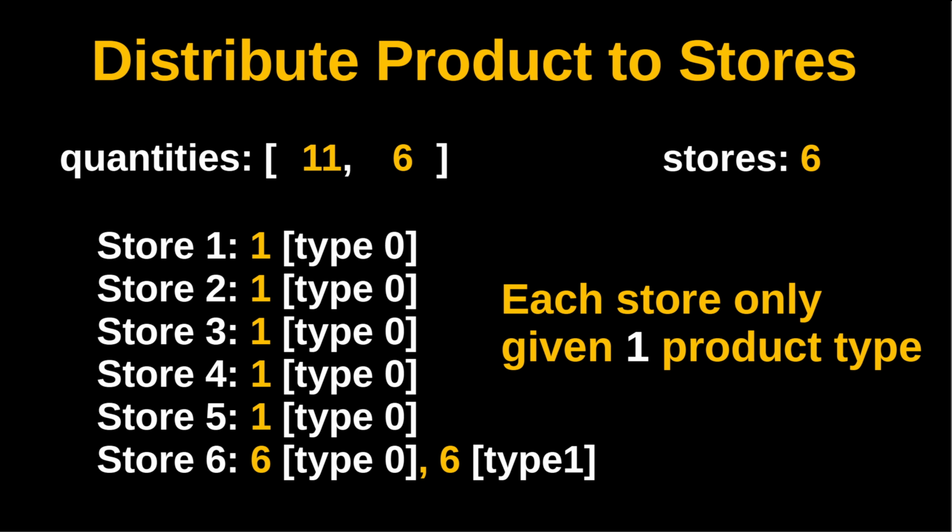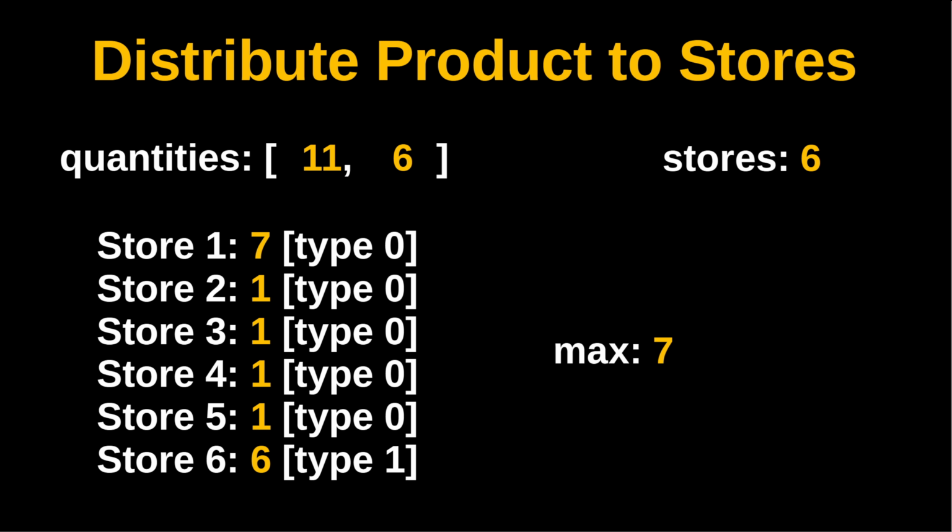Suppose here store 1 gets 7 items of type 0, and then stores 2, 3, 4, 5 each get 1 item of type 0. So now we have only type 1 left, and that has 6 items, and we're going to give all the 6 items to store 6. In this distribution, the maximum number of items for these stores is 7.